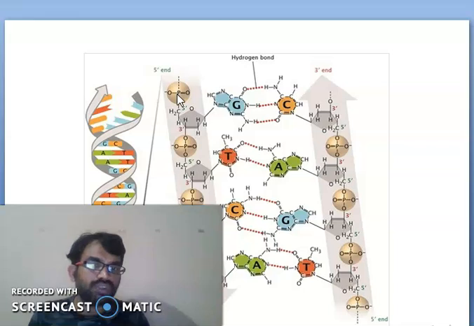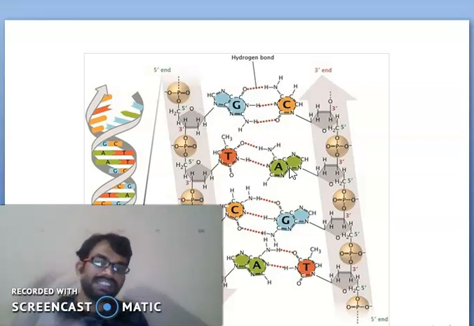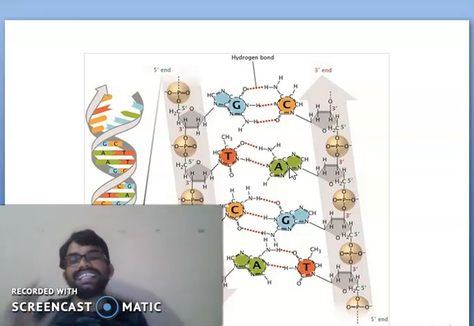This is the phosphate group and this is the sugar group. These are the base pairs, guanine and cytosine, and the interaction in red color indicates the hydrogen bond. This is one strand and this is another strand. This is the actual skeleton of the DNA structure.